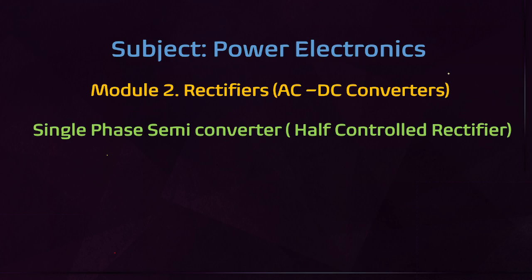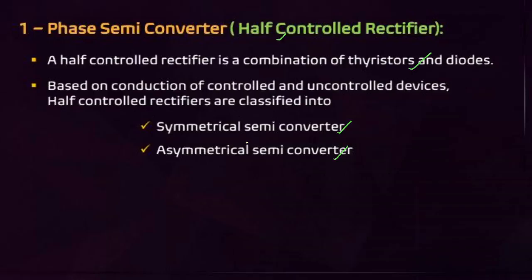Continuation of important observations from power electronics concepts. In this session, with respect to module 2 rectifiers, that is AC to DC converters, I would like to discuss the concept of single phase semi converter, that is half controlled rectifier. All of you concentrate. Students, we know that a semi converter is also called half controlled rectifier. The half controlled rectifier is a combination of thyristors and diodes.